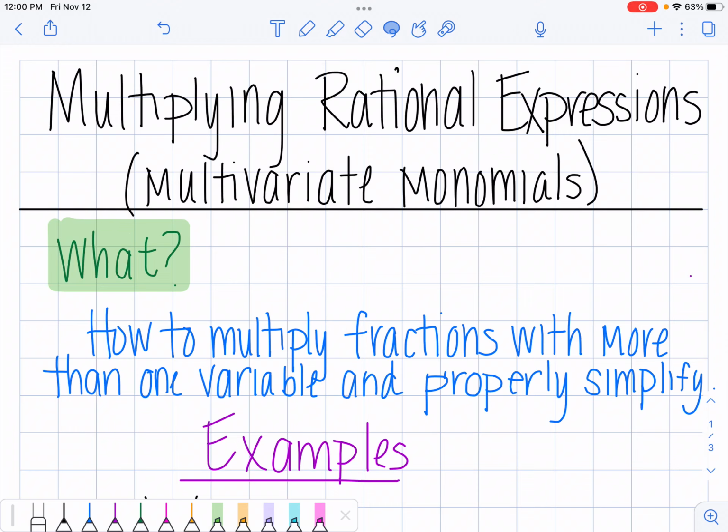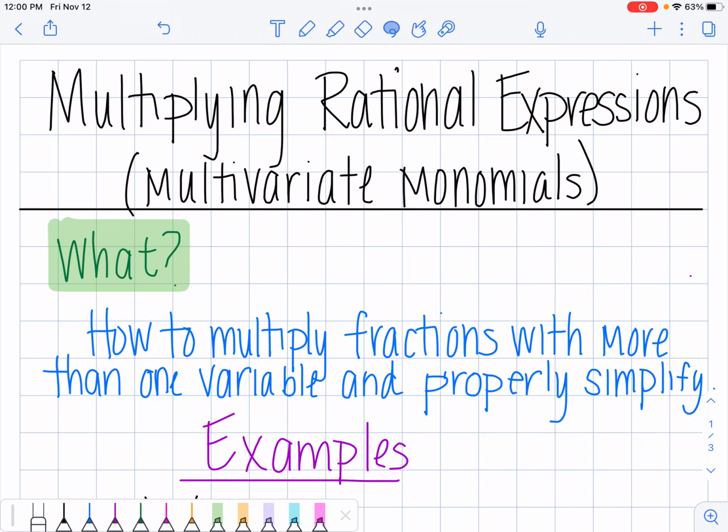Hi there! In this video we're going to talk about multiplying rational expressions that are multivariate monomials. Multivariate means multiple variables, so you're just going to have more than one variable. And a monomial is like a single term, so nothing will be added or subtracted to it. So that's what that means.